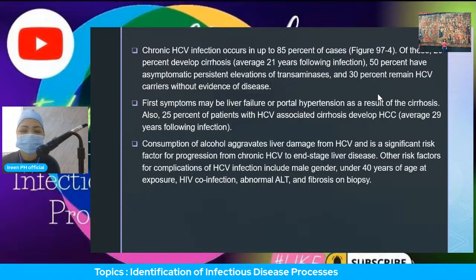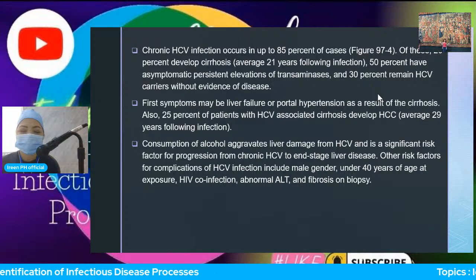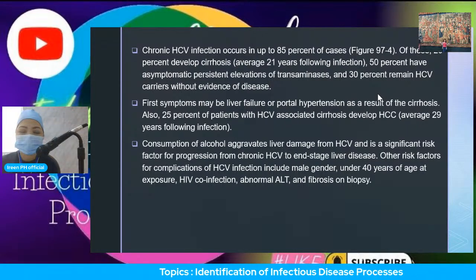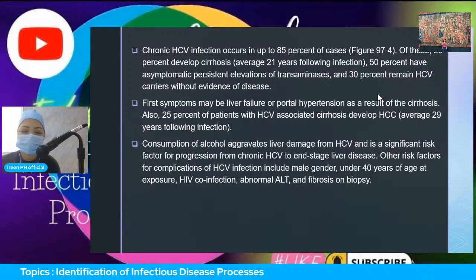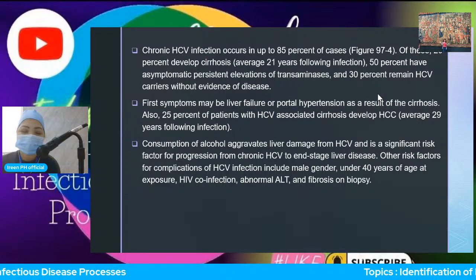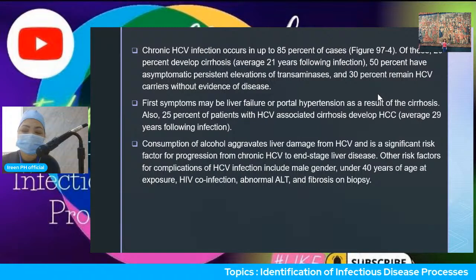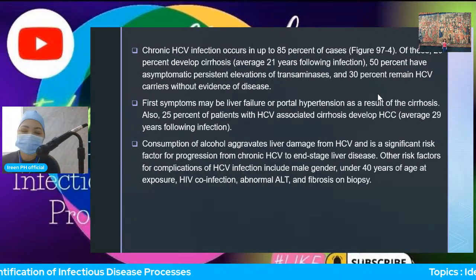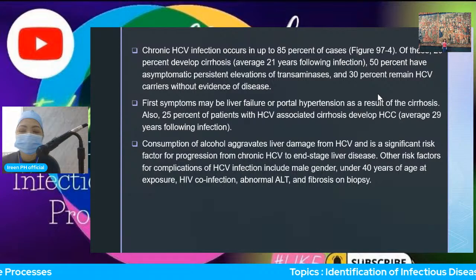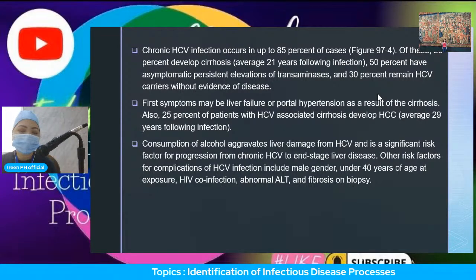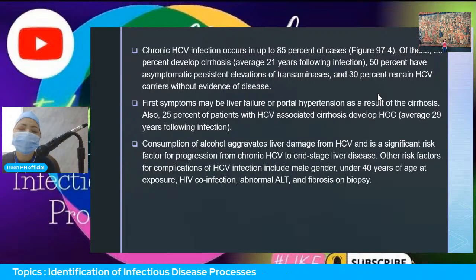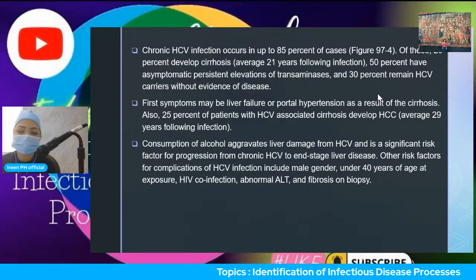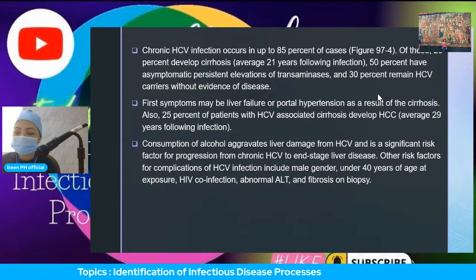First symptoms may be liver failure or portal hypertension as a result of the cirrhosis. Also, 25% of patients with hepatitis-virus-associated cirrhosis develop hepatocellular carcinoma, on average 29 years following infection. Consumption of alcohol aggravates liver damage from hepatitis and is a significant risk factor for progression from chronic hepatitis to end-stage liver disease. Other risk factors for complications of hepatitis infections include male gender, age under 40 years, exposure, HIV co-infection, abnormal LFT, and fibrosis on biopsy.